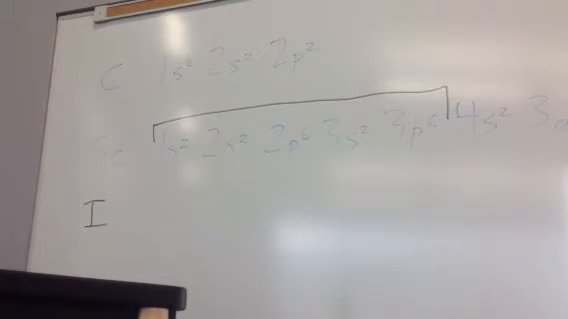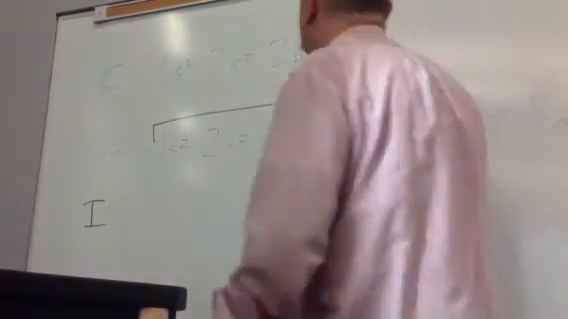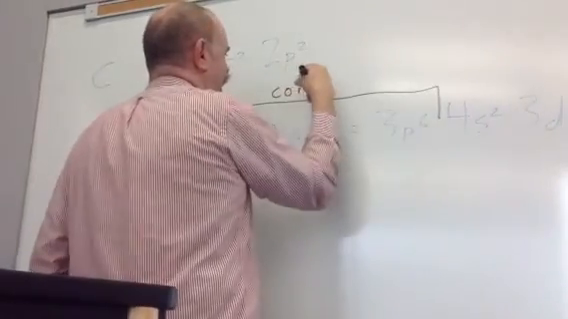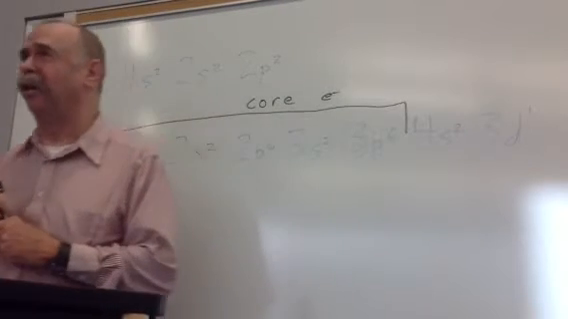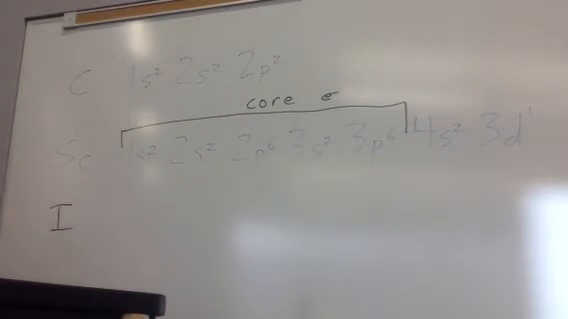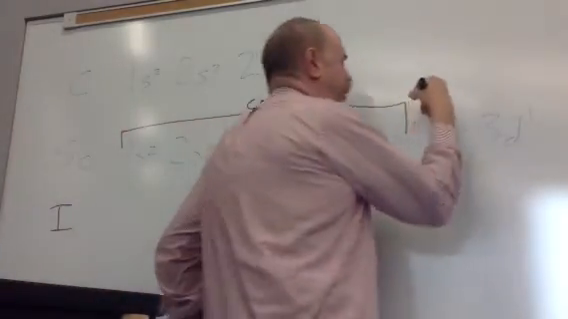The core electrons for scandium would be the 18 electrons that are also present in argon, that part of the electron configuration. So I can call these core electrons. We'll see later on that when we undergo a chemical change, not much happens to the core electrons. But the real change to the atom is occurring in the valence electrons, the ones that come in after the noble gas. So these are going to be my valence electrons here.